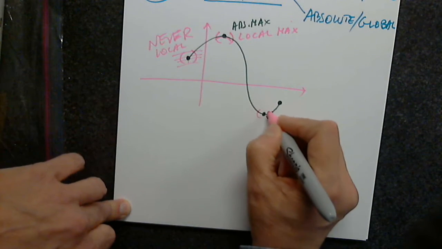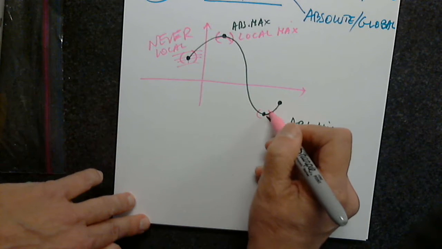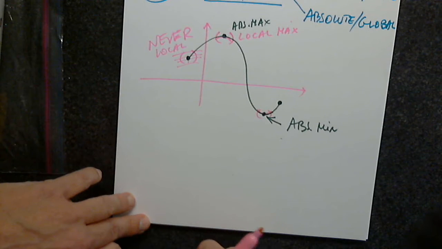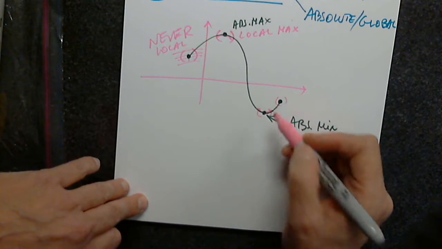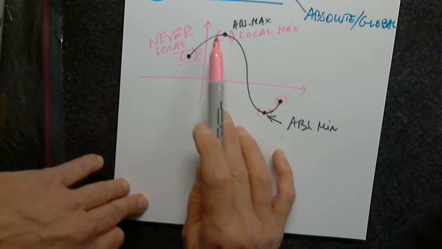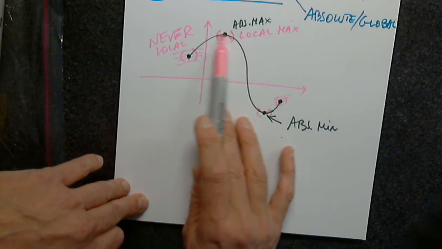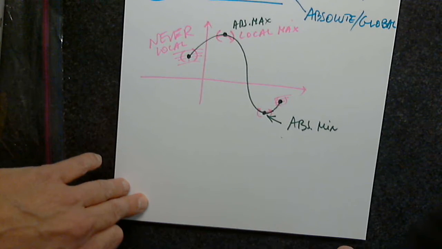Is this also a local minimum? Yes, because I can show the open interval where the function values are larger than that value. Is this local? No. Is this absolute? No, because this is the absolute, the maximum possible value, and this is the minimum possible value.